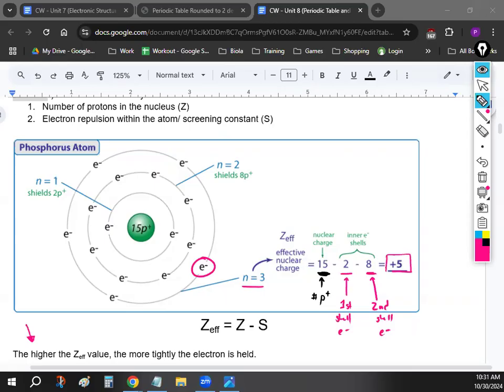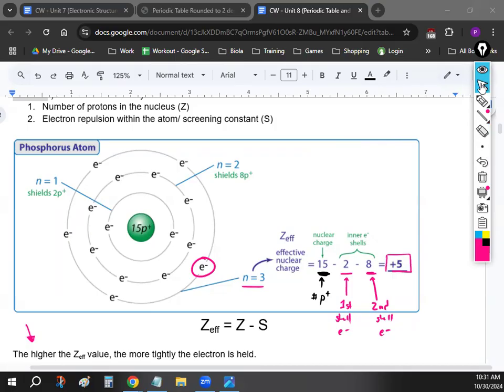You could, but then that would give you the inner shell electrons. Because phosphorus has 15 protons, and the valence electrons is 5, that'll give you 10, which is this. So you can use 5, the valence electrons, as the Zeff number. You could do that too. If you just wanted to add up 2 and 8, you can do that. 15 minus 10, you can do that as well. But I'm going to show you guys why you don't want to just use the valence electrons.